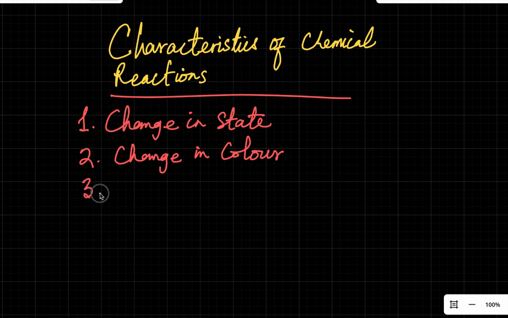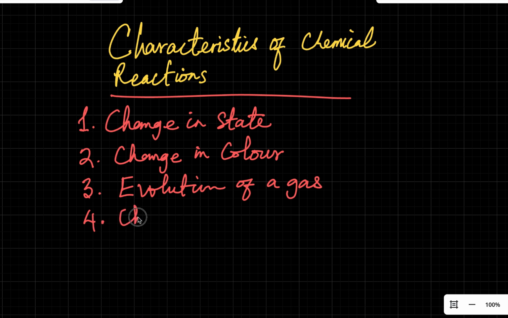The third one we're going to be talking about is evolution of a gas. And then I will end with the last two. The fourth one is change in temperature, which I will also be explaining. And when I'm done with that, the last one, the fifth one I'll be explaining, is formation of precipitate.